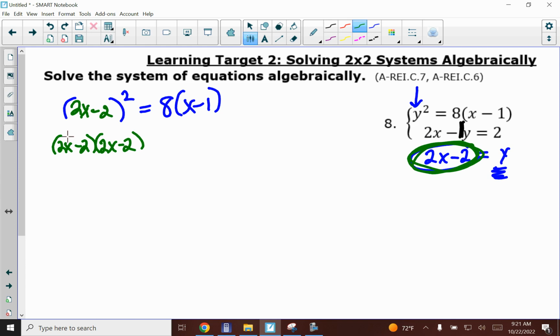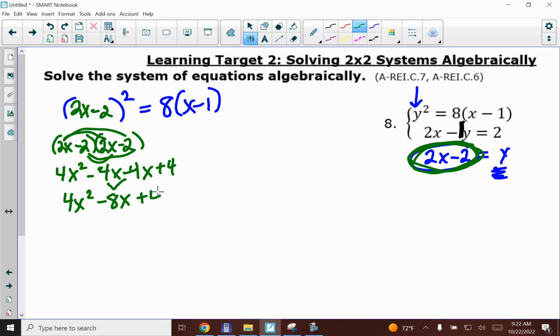So you're going to have to multiply this out, which is basically like foiling. So this is 4x squared. Then you have minus 4x. You have another minus 4x. And then negative 2 times negative 2 is positive 4. So on the left side, we simplify this, and these two become negative 8x. And then we have a plus 4.